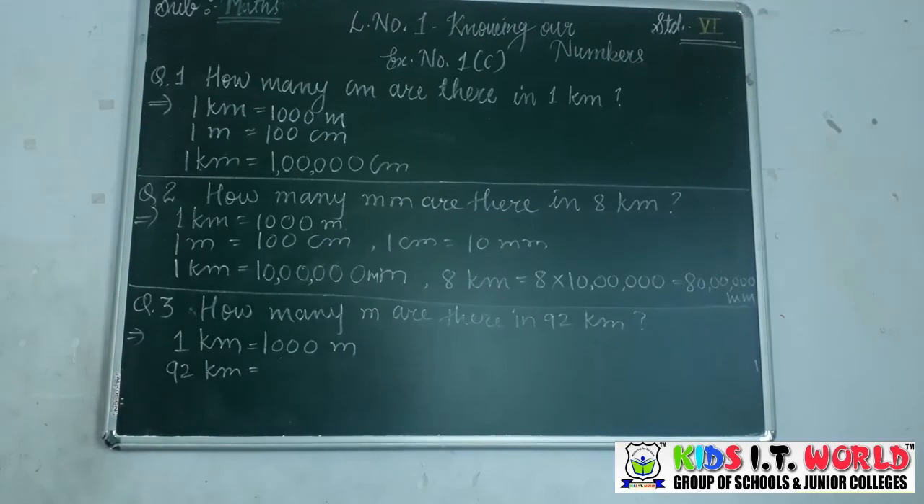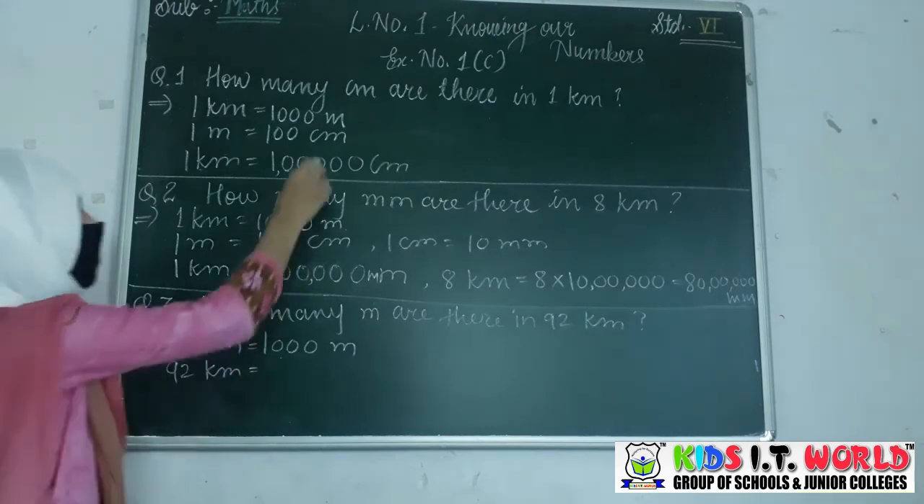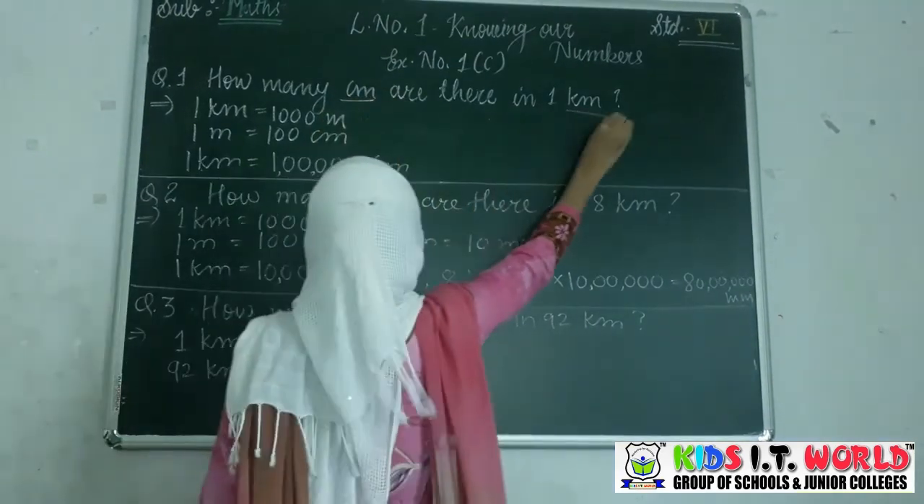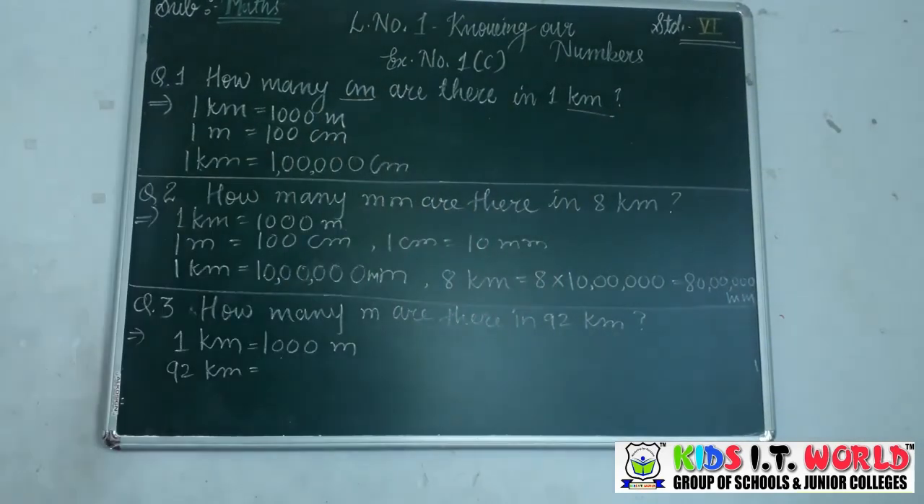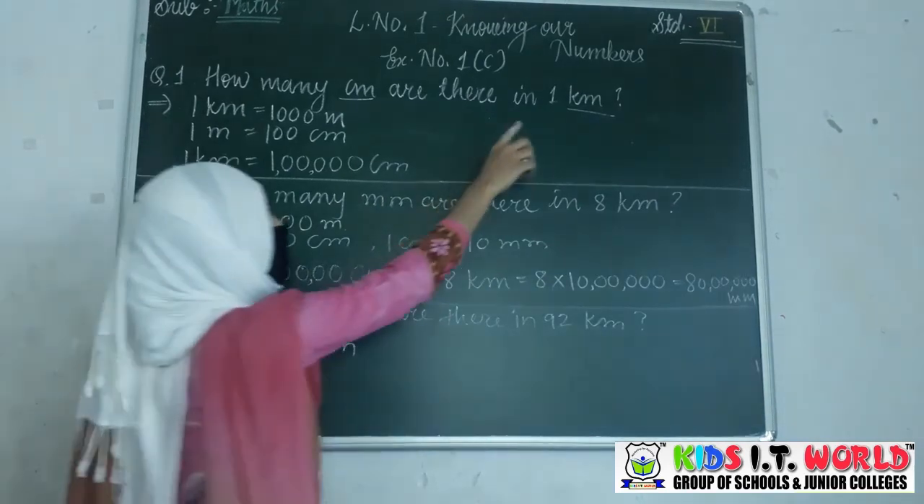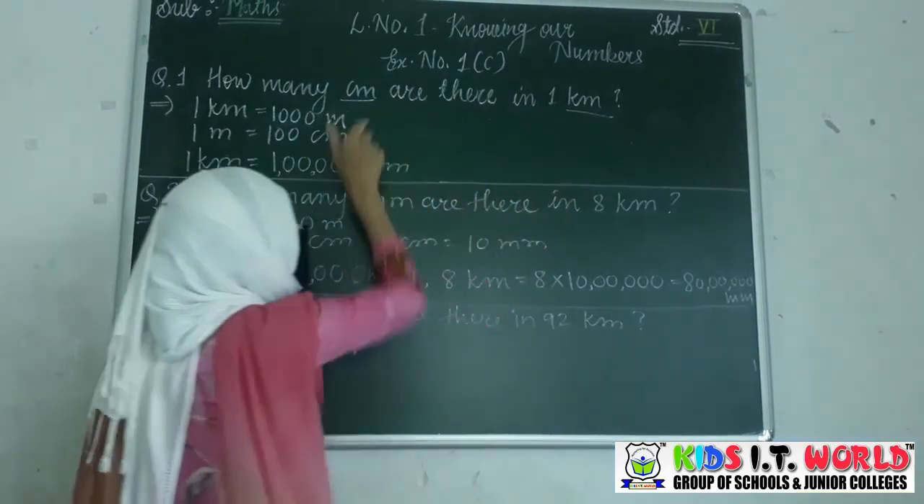So here the question number 1 is, how many centimeters are there in 1 kilometer? Remember students, the short form of the units, the cm stands for the centimeter and km stands for the kilometer. So here in the question you have to find out how many centimeters will be there in the 1 kilometer. Means 1 kilometer में कितने centimeters आएंगे.